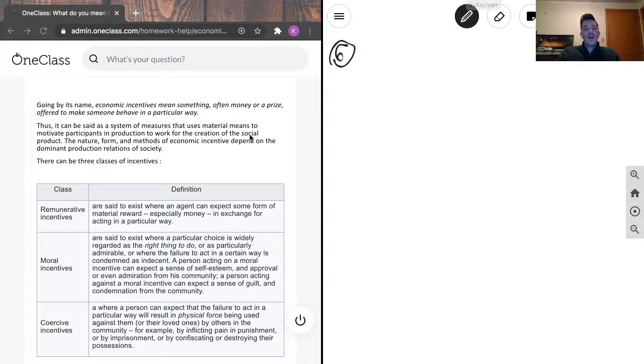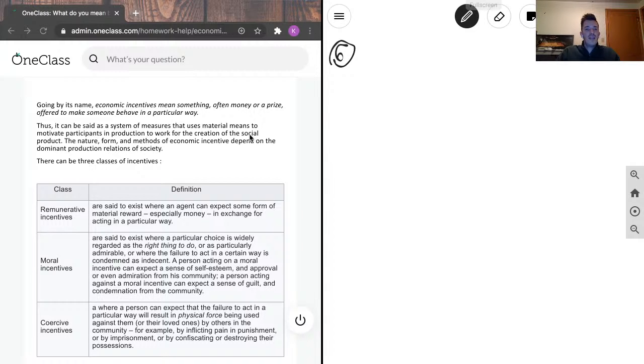Moral incentives are said to exist where a particular choice is widely regarded as the right thing to do, or as particularly admirable, or where a failure to act in a certain way is condemned as indecent. A person acting on a moral incentive can expect a sense of self-esteem and approval or even admiration from his community. A person acting against a moral incentive can expect a sense of guilt and condemnation from the community.